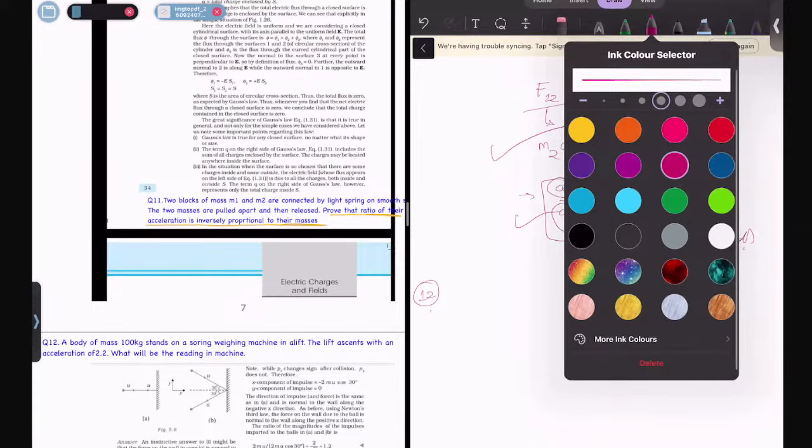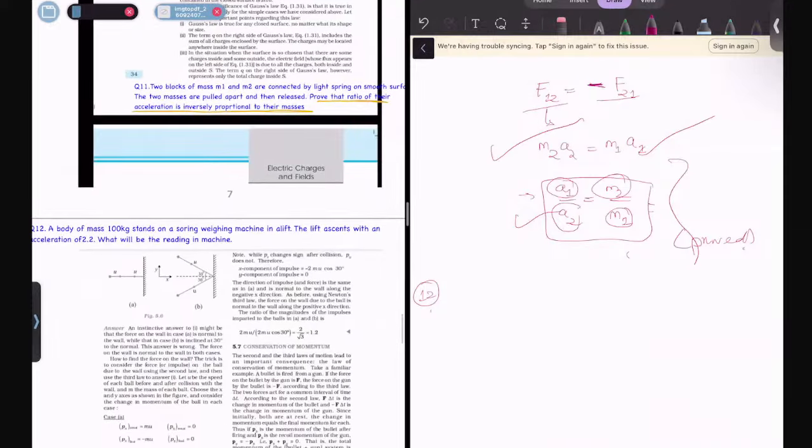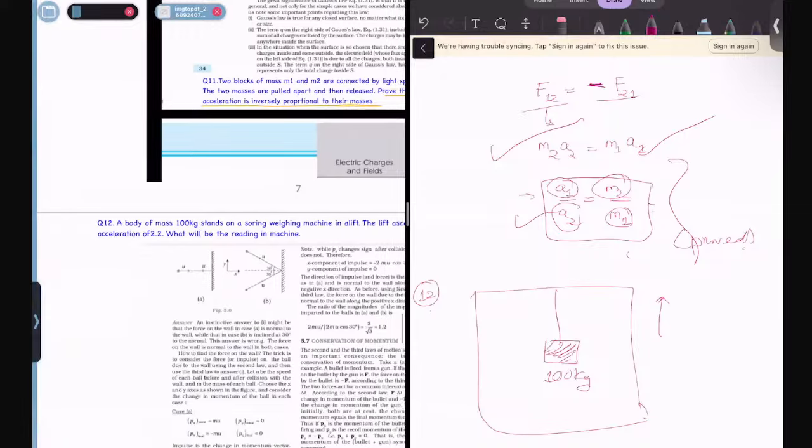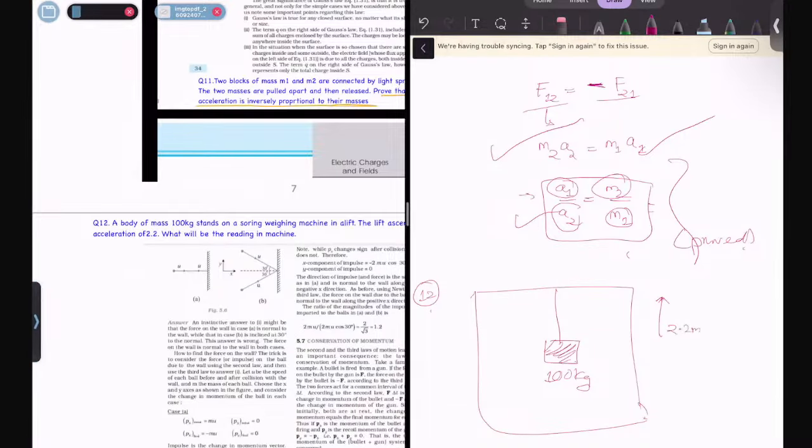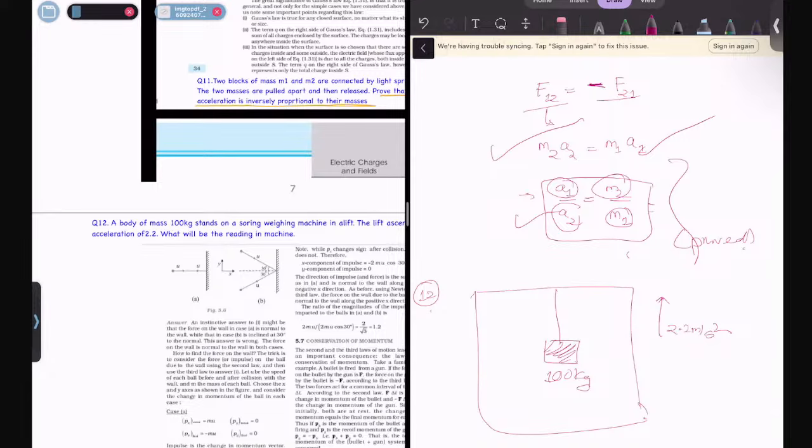What is the next numerical? A body of mass 100 kg is standing on a weighing machine in a lift. This is a lift, and in the lift a mass of 100 kg is placed. The lift is ascending with an acceleration of 2.2 meter per second square. What will be the reading on the weighing machine?